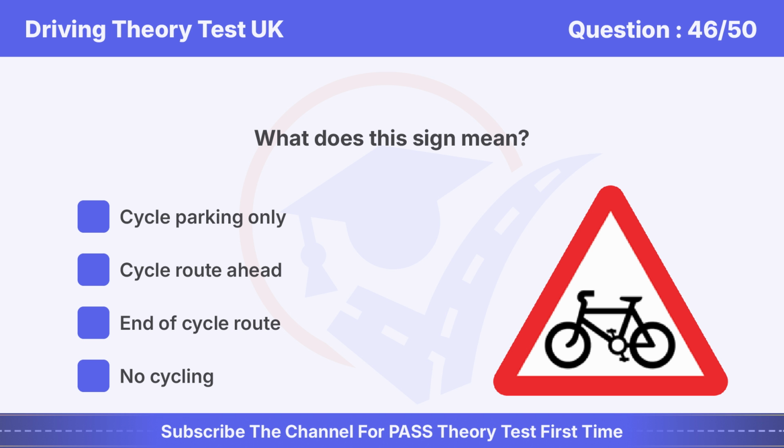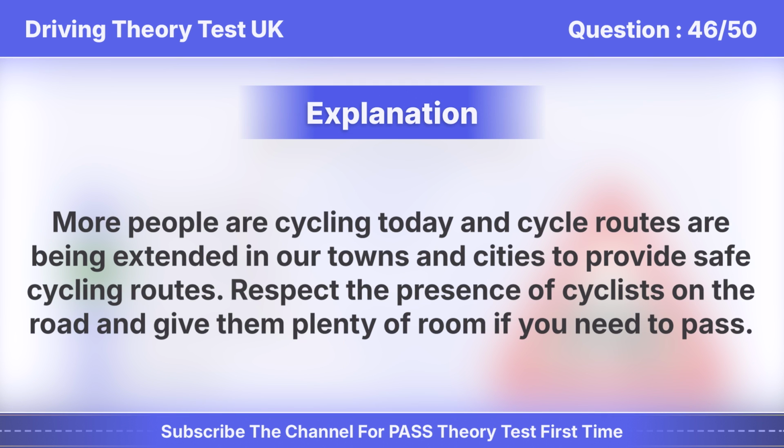Question 46. What does this sign mean? Answer is B. Cycle route ahead. More people are cycling today, and cycle routes are being extended in our towns and cities to provide safe cycling routes. Respect the presence of cyclists on the road and give them plenty of room if you need to pass.